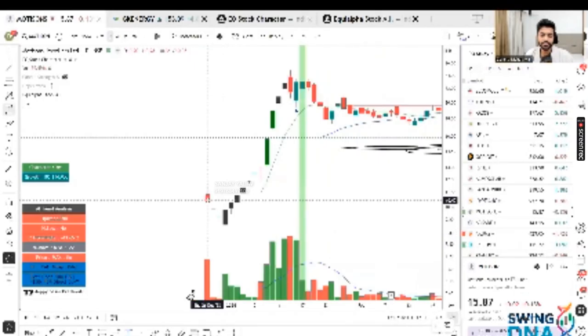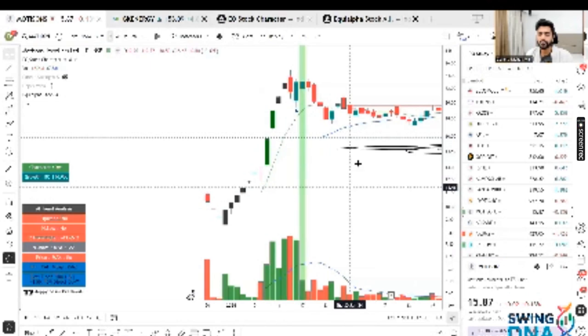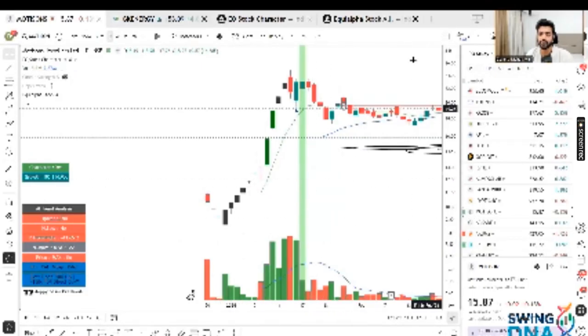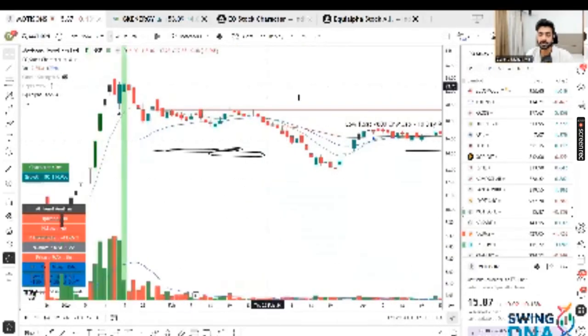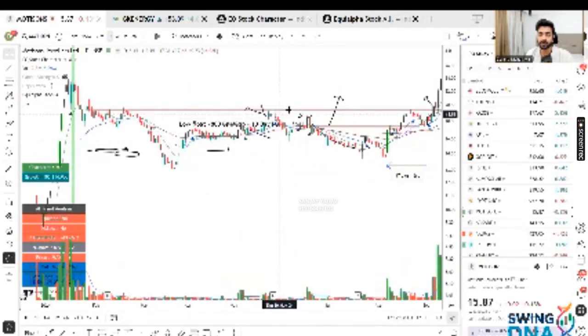Look up, this listed 2-day lower circuit and then 5% every day. So nothing to trade in this, okay? Because you don't know after which 5% circuit it will keep going down and down. It's risky.